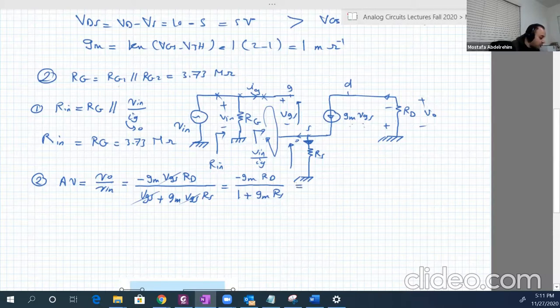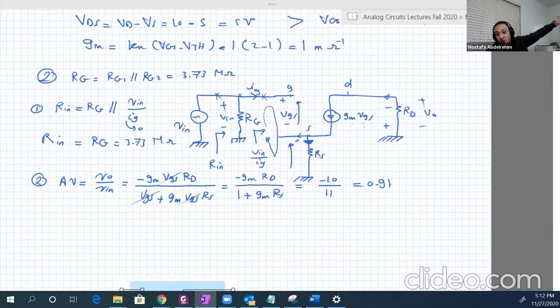So we can also calculate that, because we know gm, we know RD, and all the other stuff. So it will be minus 10 over 11, which is 0.91. It's less than 1. There is no amplification here. And RS has a similar effect like RE, the degenerate resistance.